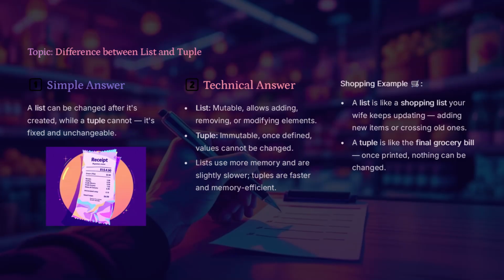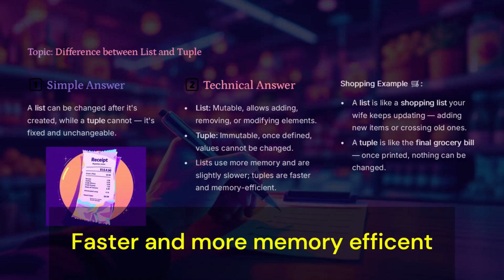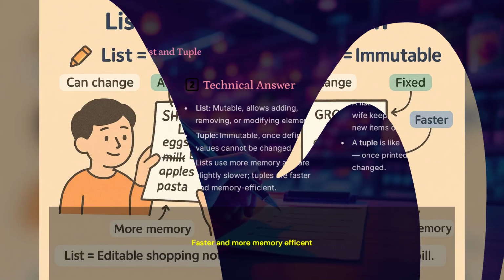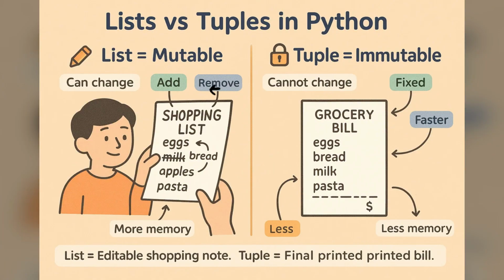Tuples are immutable, meaning their values are locked in place after creation, which makes them faster and more memory efficient. Think of it like a shopping routine. A list is the note your wife updates constantly, adding items and crossing others out, while a tuple is the final printed grocery bill that cannot be changed. In short, lists are flexible and tuples are permanent.